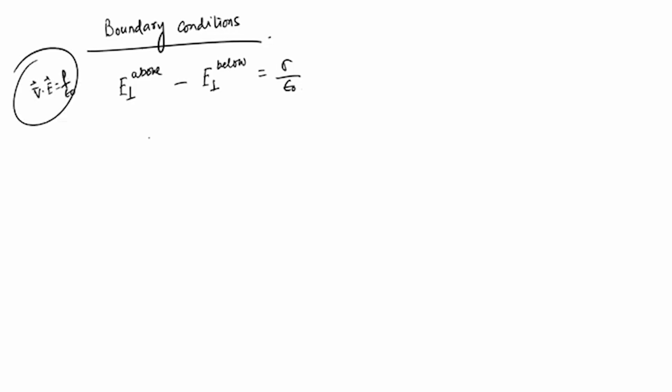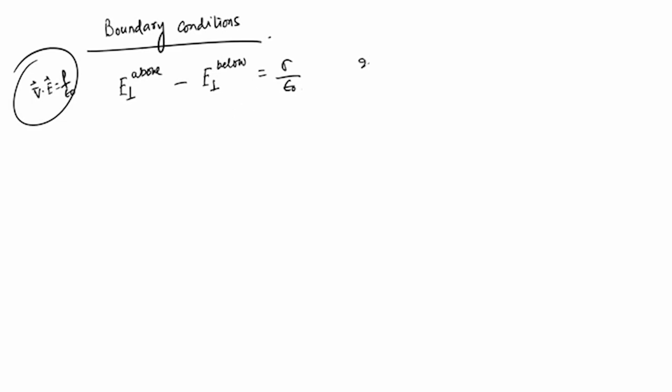And the boundary conditions say that E above minus E below, that is for the perpendicular component, is equal to sigma over epsilon 0, and it is coming from curl of E equal to 0 and divergence of E equal to rho by epsilon 0. So, this is coming from really the divergence of E equal to rho by epsilon 0. And divergence is the perpendicular component, because when you take a divergence, this is like a dot product. So, we are really talking about the perpendicular component, perpendicular to the plane.